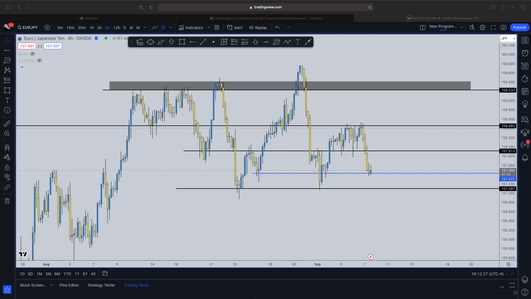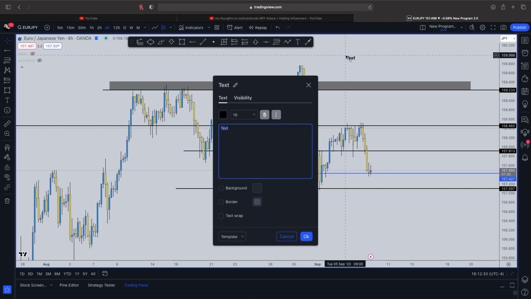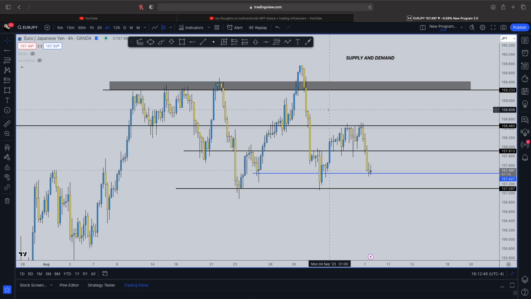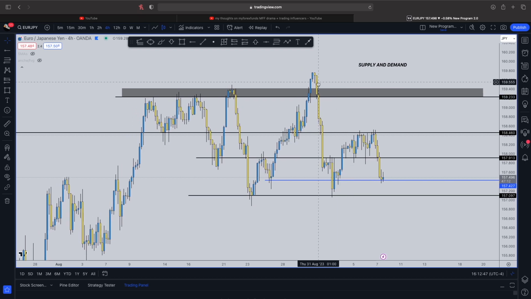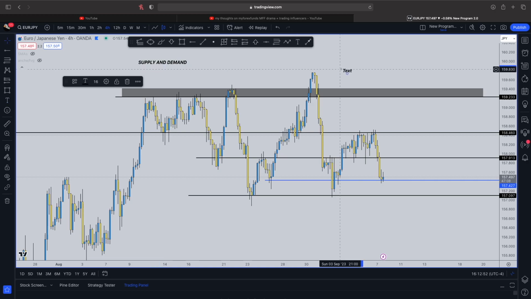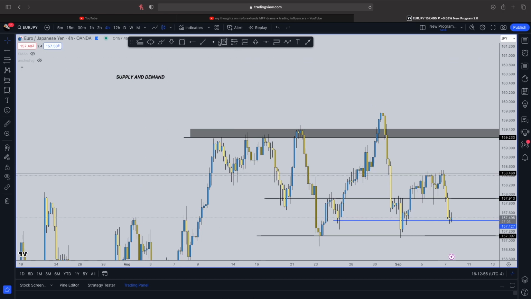And we're going to be talking about something that's kind of like support and resistance, but it's actually called a supply and demand area. And this is going to be really important. Supply and demand is kind of like support and resistance, but there's a couple of things that are different. Supply and demand is, of course, just like support and resistance.